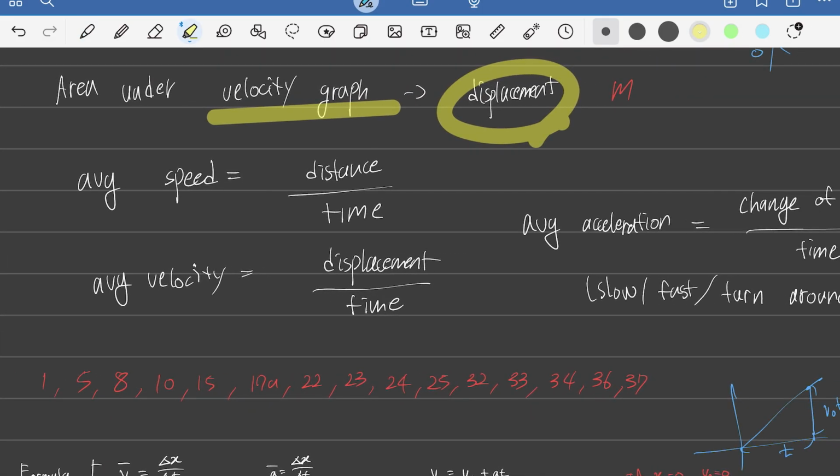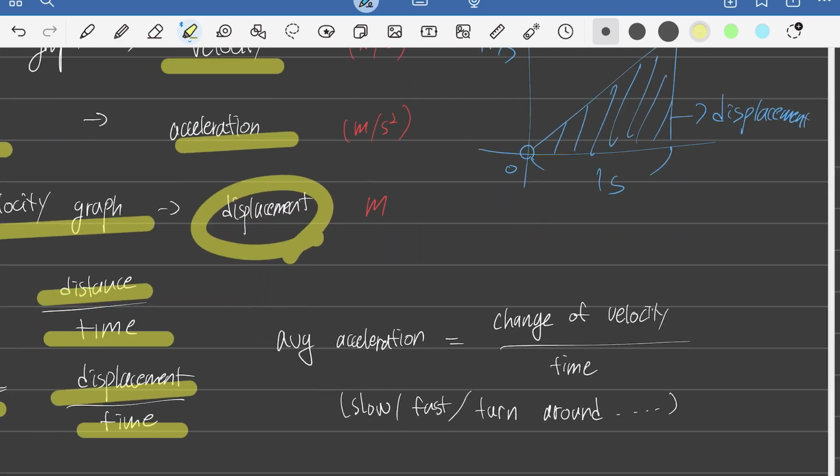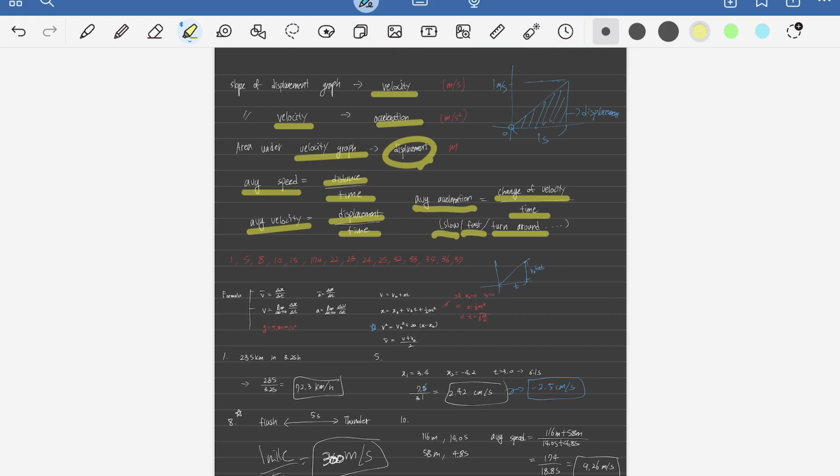So the average speed is a little bit different from velocity. Average speed means distance divided by time, and the average velocity means displacement divided by time. Average acceleration is the change of velocity divided by time, and we can infer whether the object is going slower or faster or turning around.